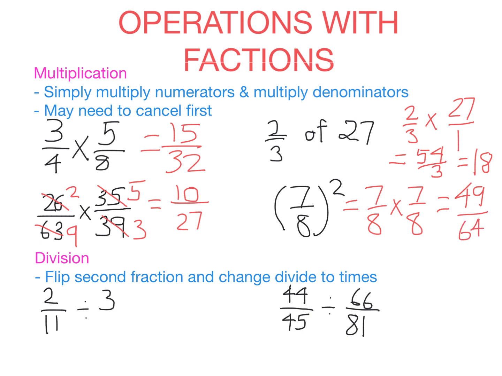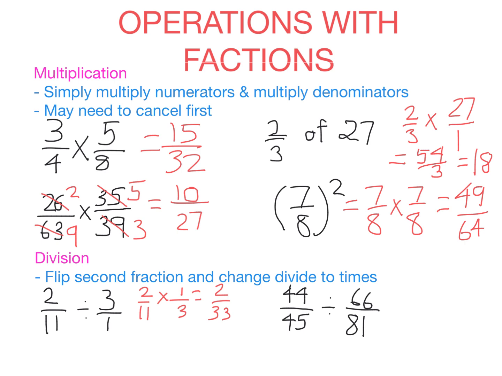So when you're dividing fractions, you flip the second fraction and change the divide to a multiplication sign. So for this one here, 2 over 11 divide 3. Remember, if you're multiplying or dividing by a whole number, write it over 1. So now what I'm going to do is leave the first fraction exactly the same. I'm going to flip the second fraction and I change the divide to a times. So it's just 2 times 1 on top, 11 times 3 on the bottom. We are done.